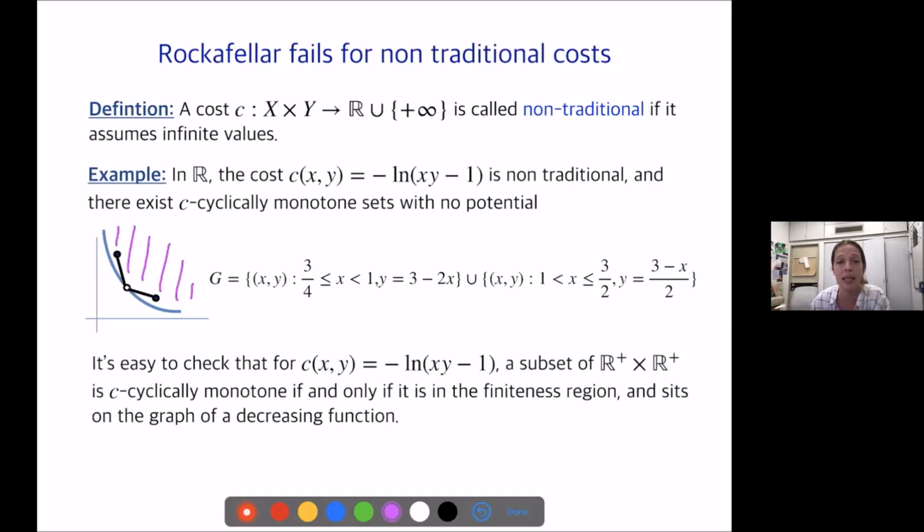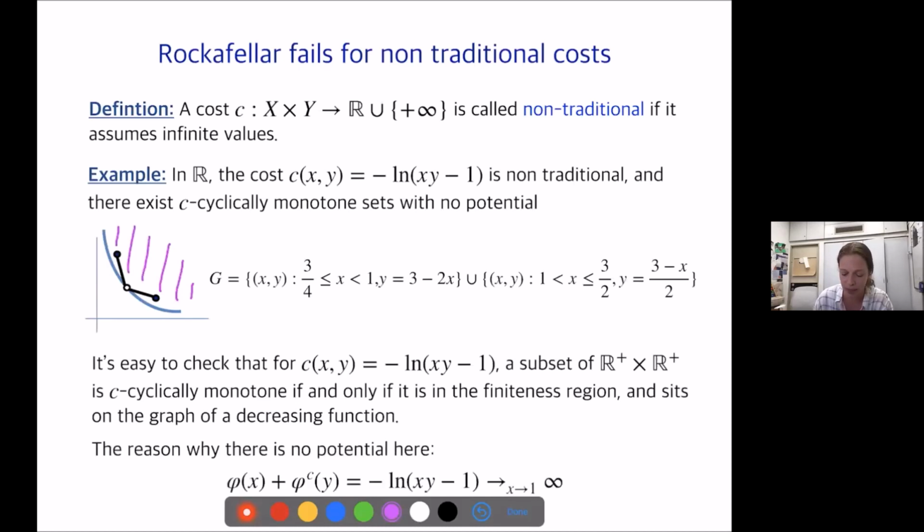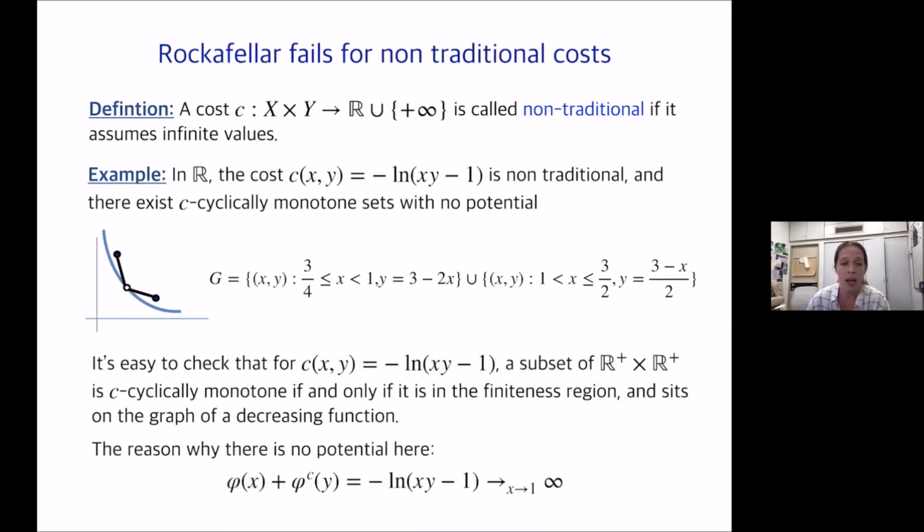The fact that it's c-cyclically monotone follows from the fact that it lies on the graph of a decreasing function. It's very easy to check that for this specific cost function, being c-cyclically monotone is equivalent to being monotonically decreasing. And the fact that it doesn't have a potential follows from this hole that you see in the middle. Because what does it mean to have a potential? It means that you have some function phi in the C-class, in this case, some geometric convex function or minus logarithm of a geometric convex function, such that phi of x plus phi c of y equals minus log of x times y minus 1 for all pairs x, y in G.